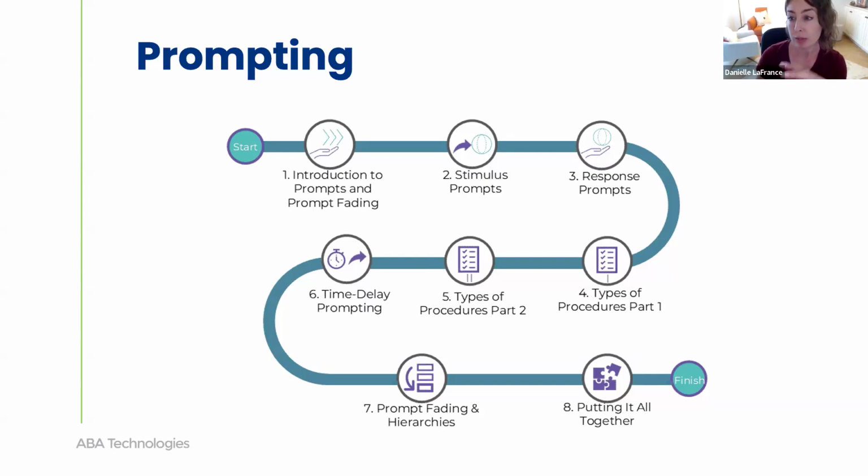You can see this whole sequence that I just talked about reflected in this learner journey from our Prompting ProTech course. We start here with a basic introduction and rationale. So again, that why, right? Then we go into different specific types of prompts or error correction procedures. And we have our learners practice each repeatedly so they can directly translate these skills to their work with clients.